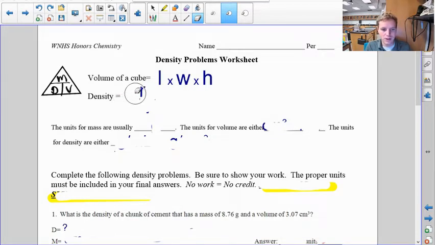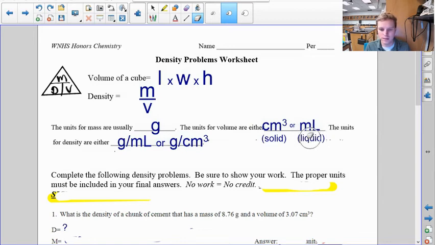The density equation, of course, is mass in grams over volume. Volume will be one of two units, which we'll talk about here in a second. The units for mass are grams. The units for volume are centimeters cubed, and that's for a solid, or milliliters, and that's for a liquid. Since density is mass over volume, it will either be in grams per milliliter or grams per centimeter cubed. Especially as we're first starting out, I'll be a little bit of a stickler for these units, so make sure you're paying careful attention to what units you're working with. It's really centimeters cubed when you're talking about solids, milliliters when we're talking about liquids.